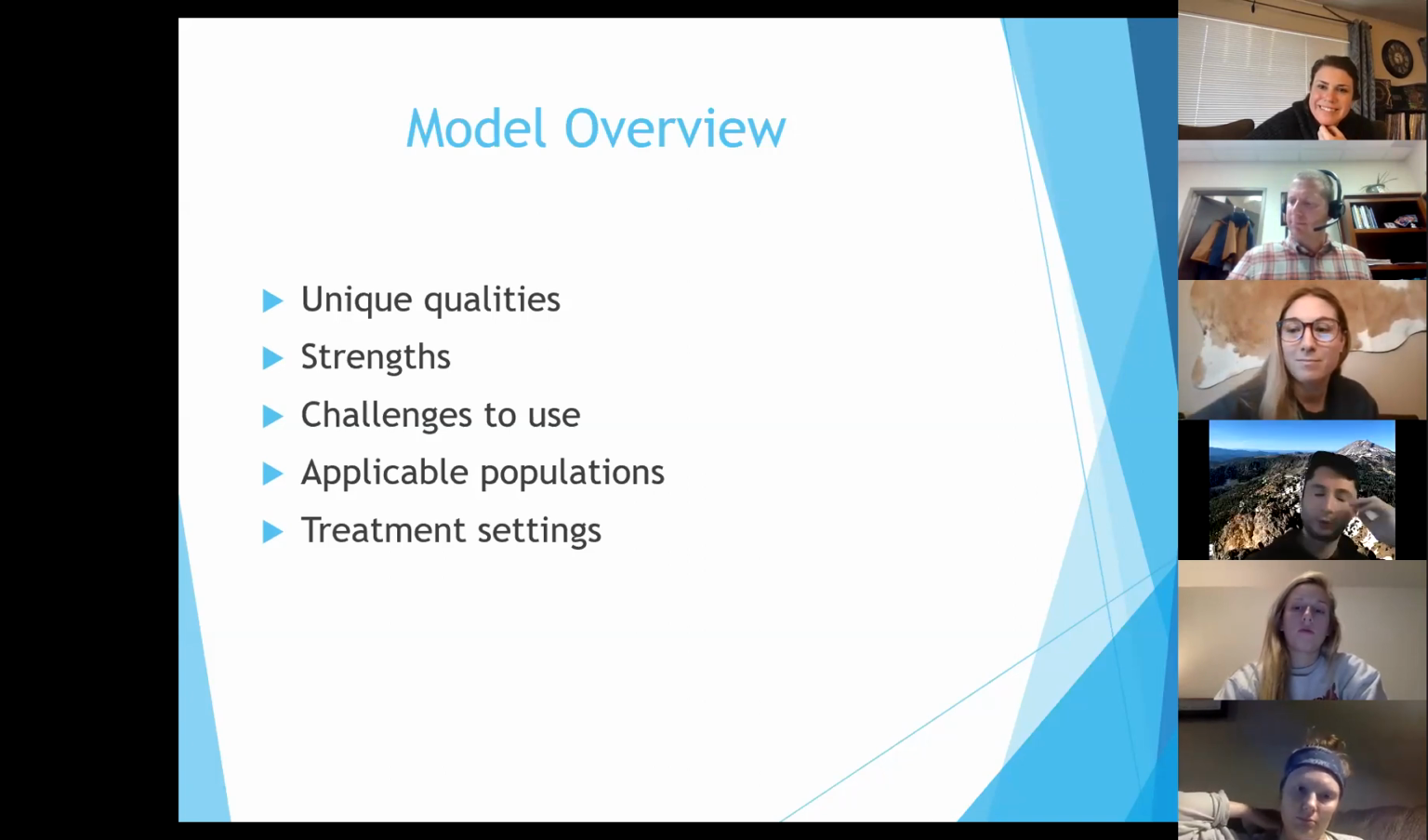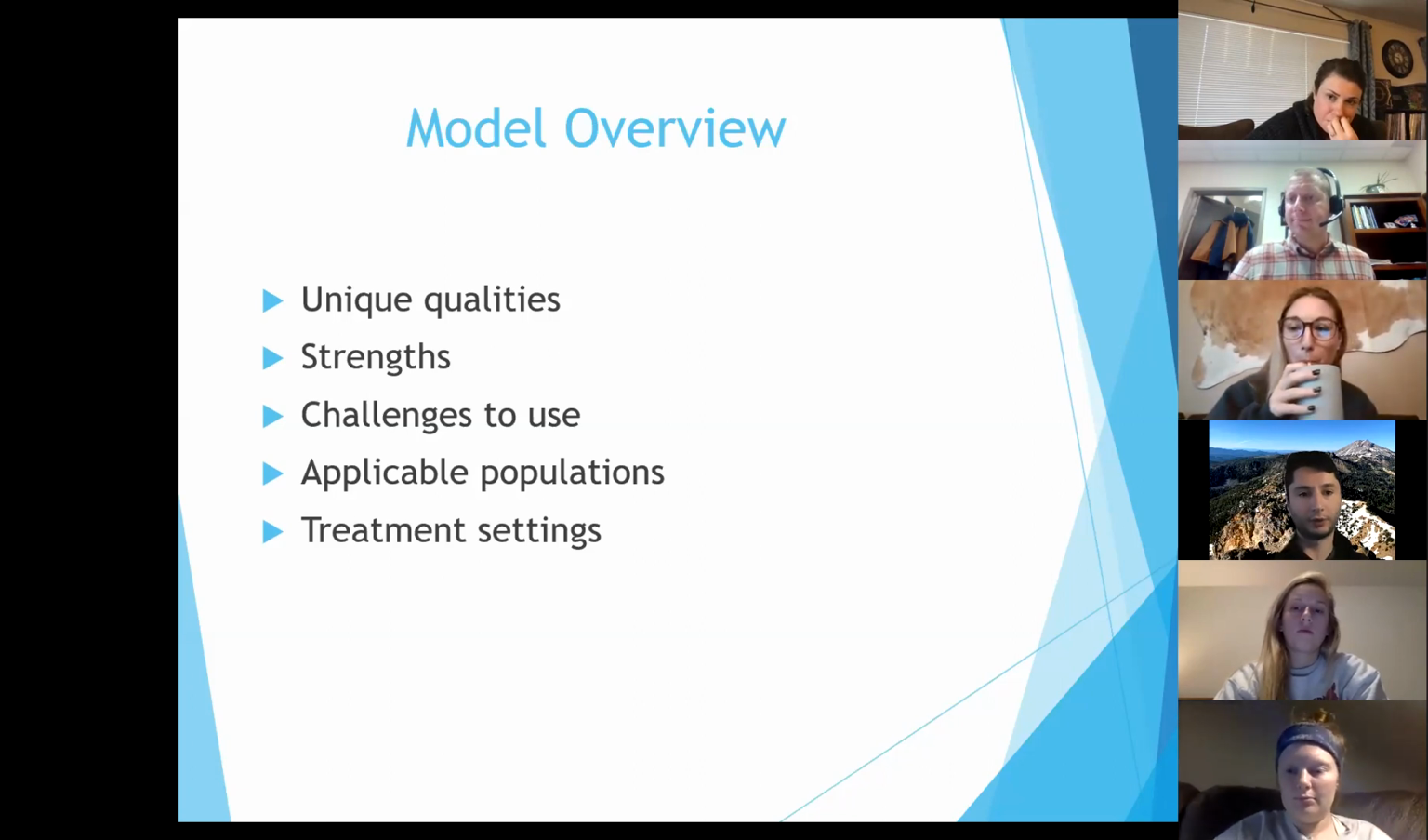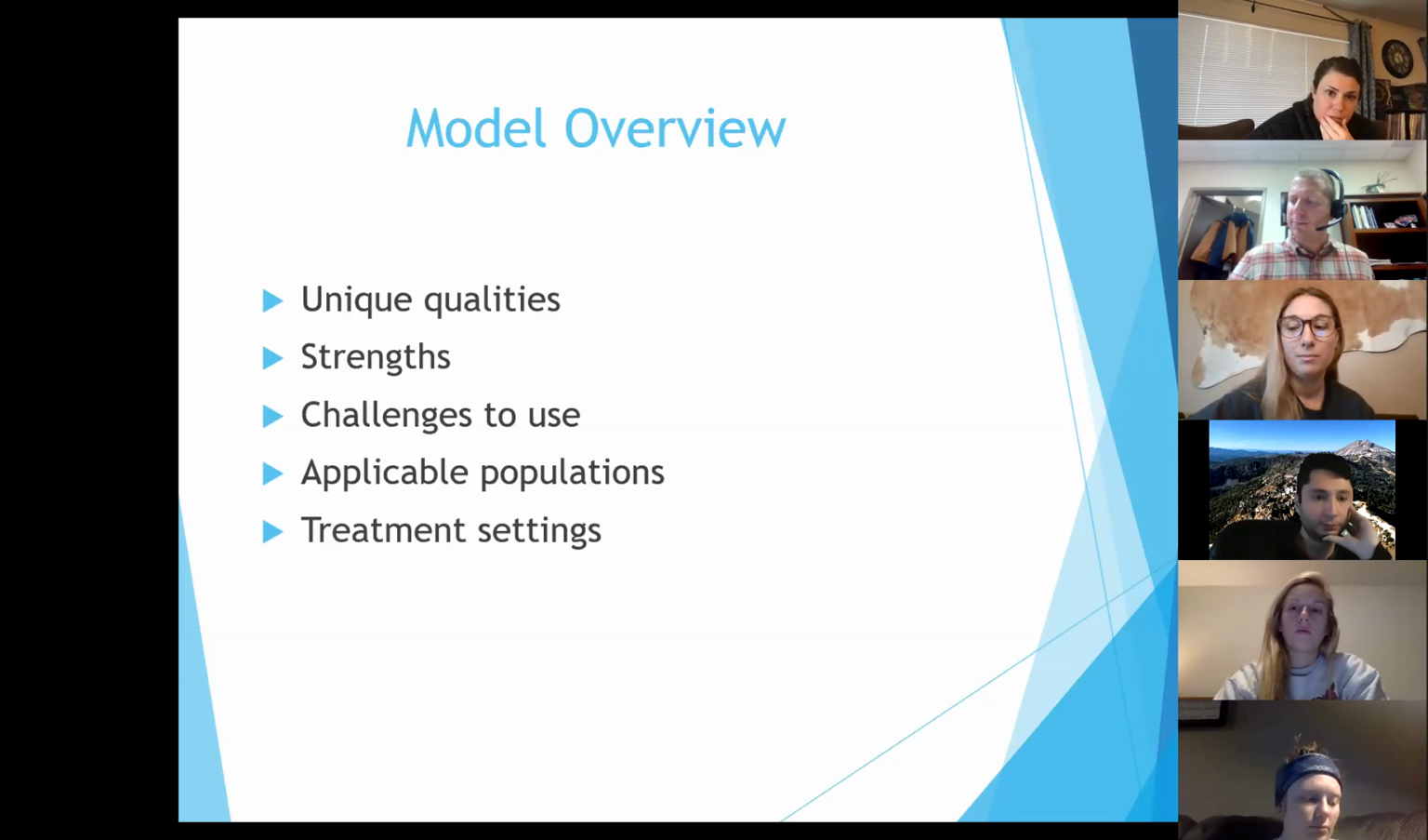I think this model would be really good for populations that have had a significant change in their life and now they have to work through that change. So maybe something like a stroke patient or onset of disease where things have been modified significantly.